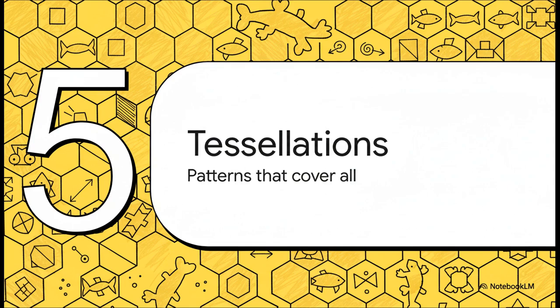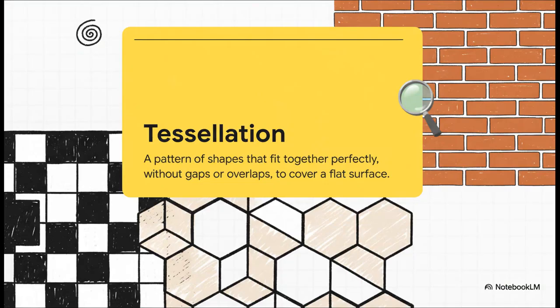And that idea of efficiency, of fitting things together perfectly, brings us to our final section. What happens when we use patterns of shapes to cover a flat surface completely, with 0 gaps and 0 overlaps? Well, this is the world of tiling, or as mathematicians call it, tessellation. Just think about the tiles on your bathroom floor or a brick wall. That's a tessellation. It's a pattern made of one or more shapes that fit together like perfect puzzle pieces, covering a whole surface without leaving any empty space behind.